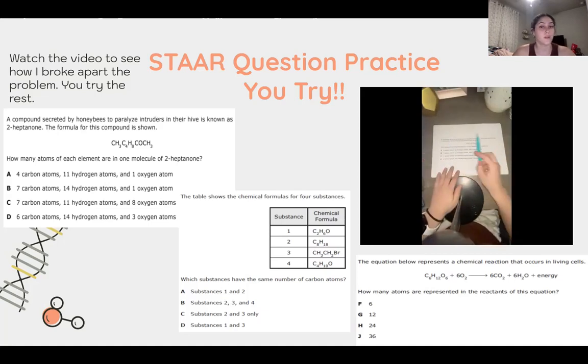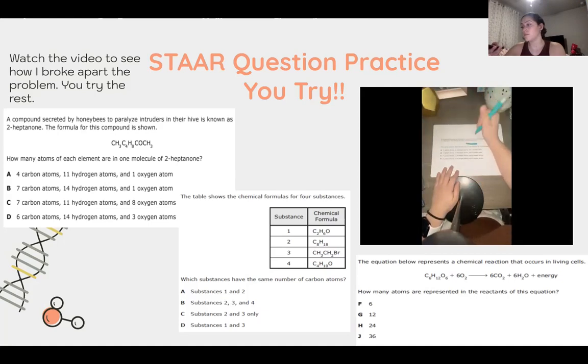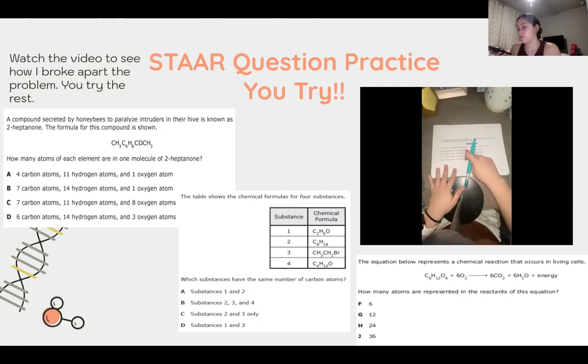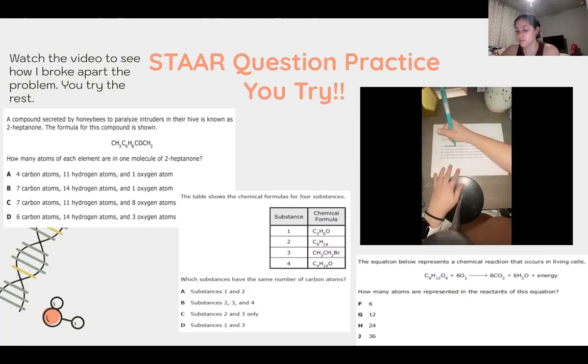It says a compound secreted by honeybees to paralyze intruders in their hive is known as 2-heptanone. The formula in the compound is shown. So this is our formula. The question says how many atoms of each element are in one molecule of 2-heptanone. So right away, we're trying to find how many atoms are in the element.